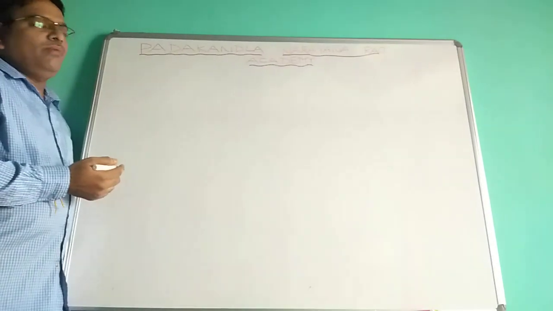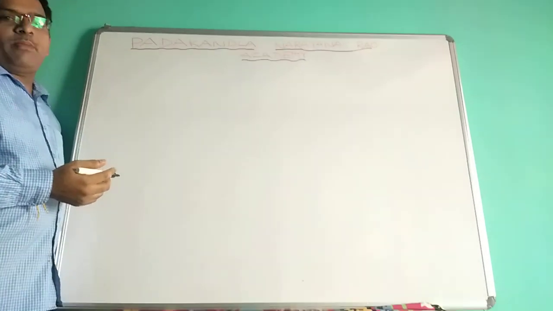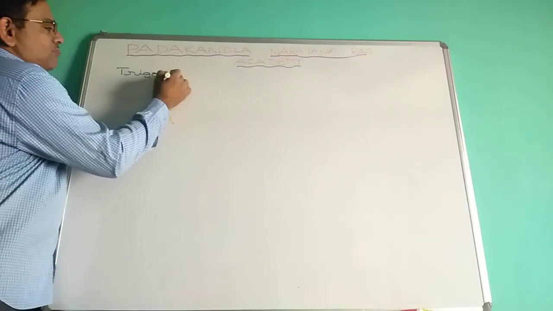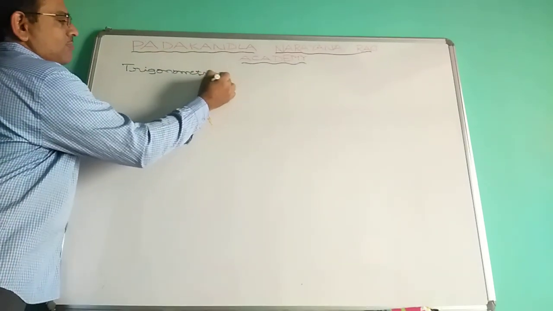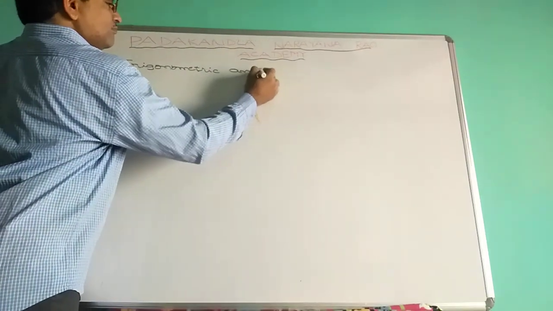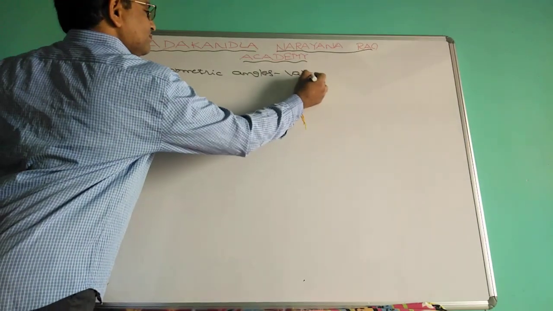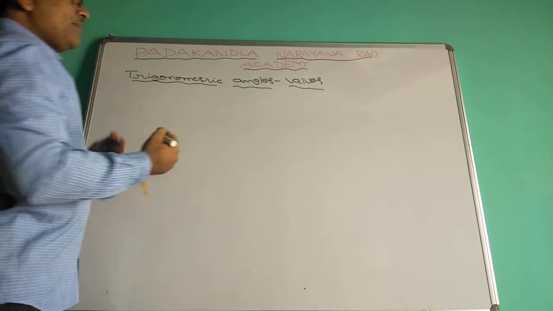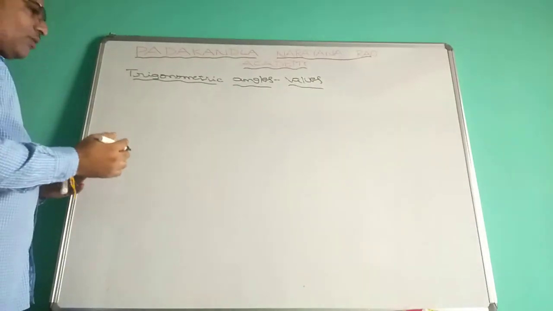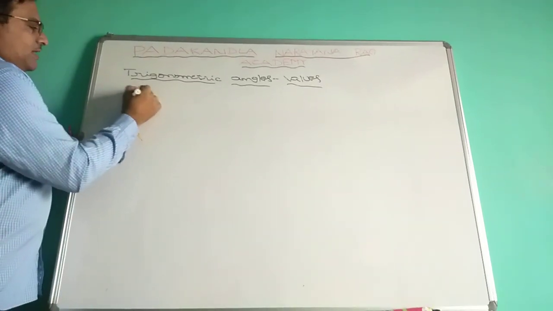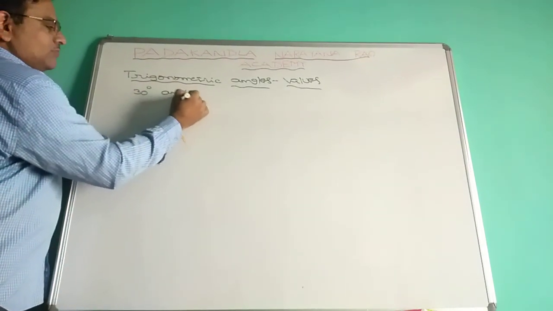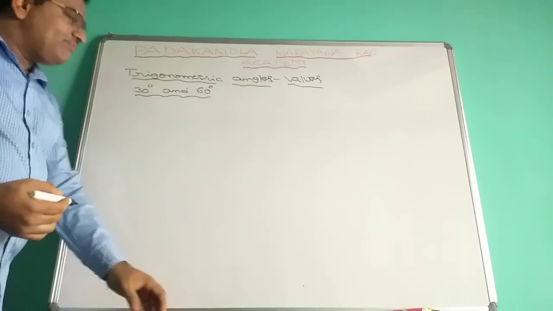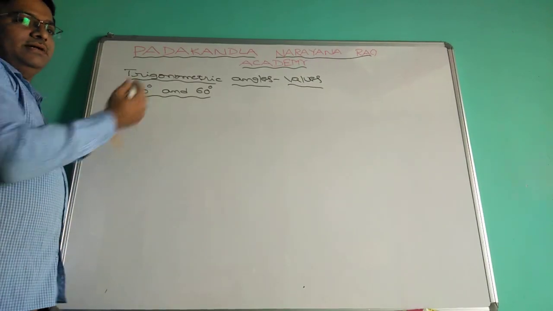Now, today in this section, we learn about the trigonometric angles and values. Trigonometric angles and values. In this section, we will discuss the trigonometric values of 30 degrees and 60 degrees.